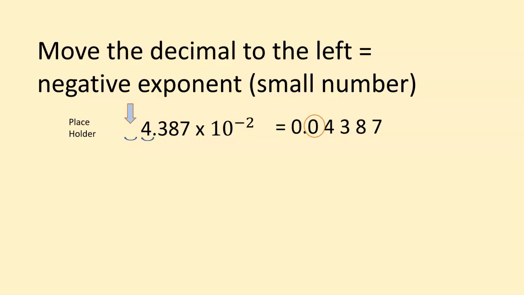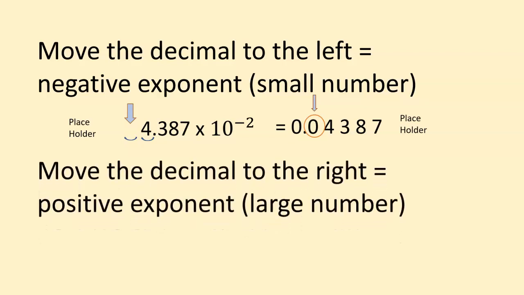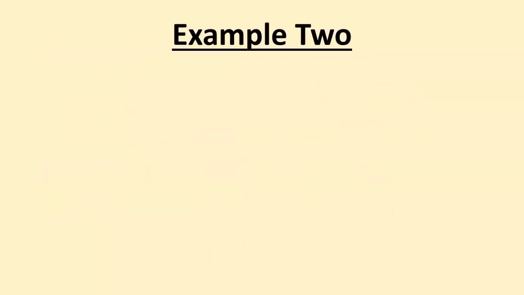Just a general rule of thumb. There's our placeholder, and we know that we've added the right amount of zeros. If we move the decimal to the right, we're going to get a positive exponent or a large number. And remember, this is taking our value out of scientific notation into standard notation. So we're going to move this decimal 2 spaces, and I know that because my exponent is 2, and I end up with 438.7.